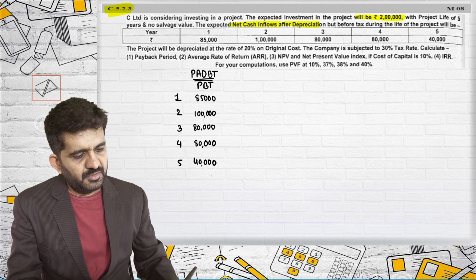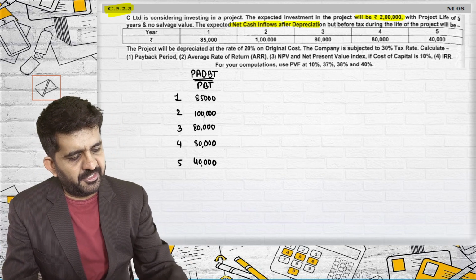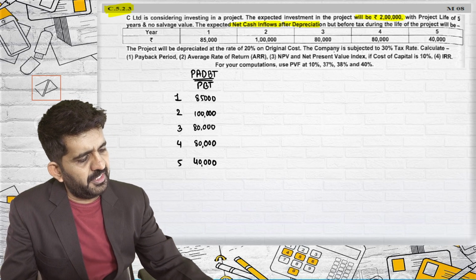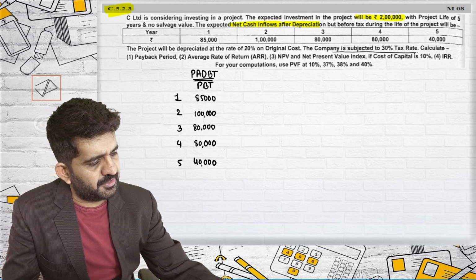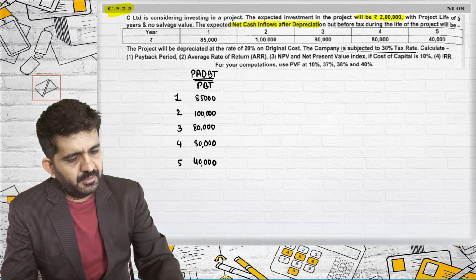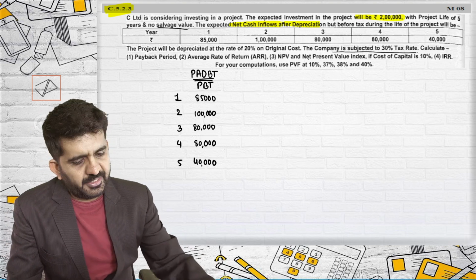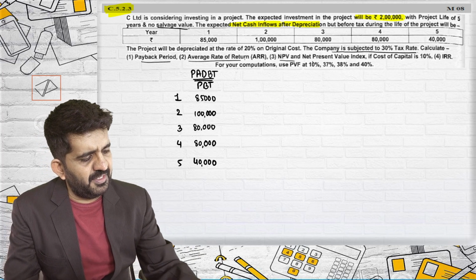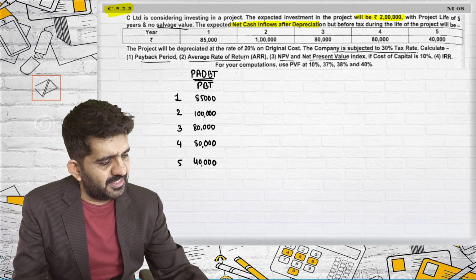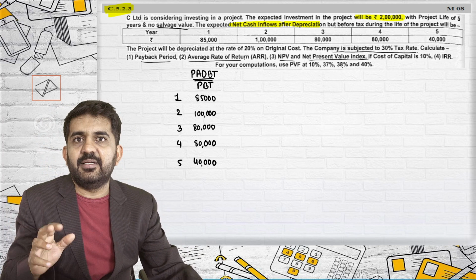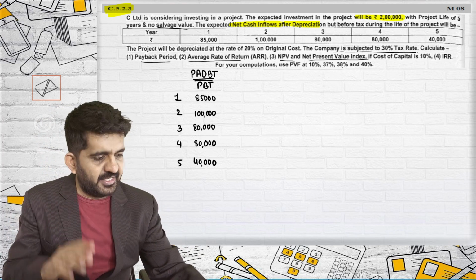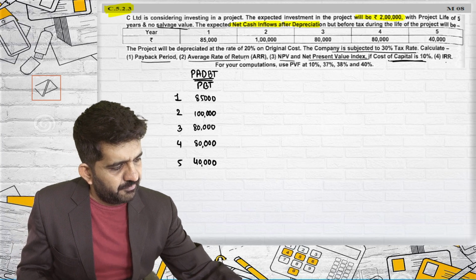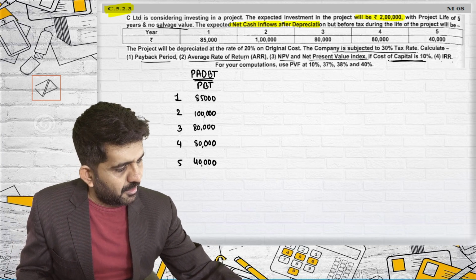40,000. The project will be depreciated at a rate of 20% of original cost. The company is subject to 30% tax rate. There is no salvage value. Calculate payback period, average rate of return, NPV, net present value index, that is PI. Net present value is NPV, index is nothing but PI. If cost of capital is 10%. Also, you need to find out IRR.